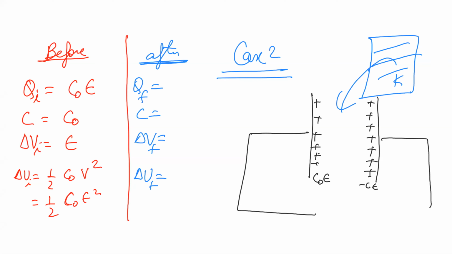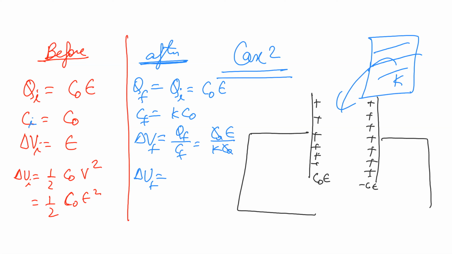So what will be the charge here? Equal to initial charge, which is C naught into E. What about the final capacitance? K times, the capacitance will change. Now capacitance has changed, charge is the same, so the potential difference will change now, because the battery is not there to maintain the potential difference. So what will apply? QF divided by CF. QF is C naught into E divided by K C naught. C naught will get cancelled. So how much will it be? E by K.